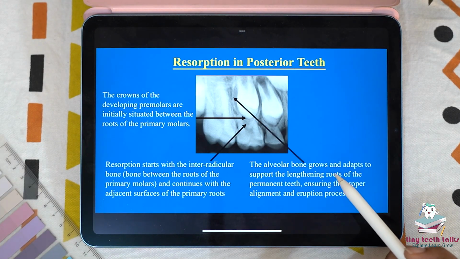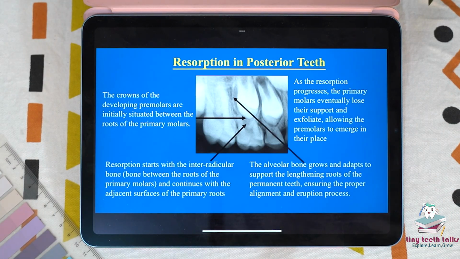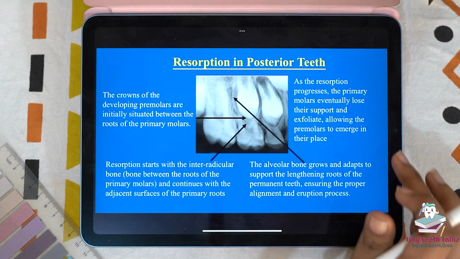Then the alveolar bone grows and adapts to support the lengthening roots of the permanent tooth, ensuring the proper alignment and eruption process. As the resorption progresses, the primary molars eventually lose their support and exfoliate, allowing the premolars to emerge in their place. So in posterior teeth, resorption starts with the interradicular bone because the crown of the premolar is situated there, with the growing alveolar bone supporting the root lengthening of the permanent tooth, and eventually the primary tooth loses support and exfoliates. Let's understand this procedure in detail with the mechanism.